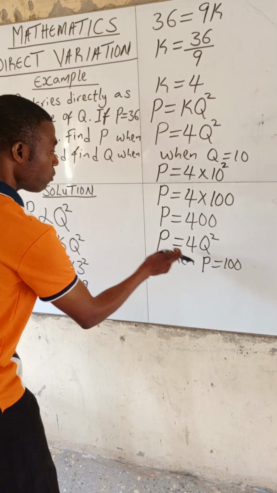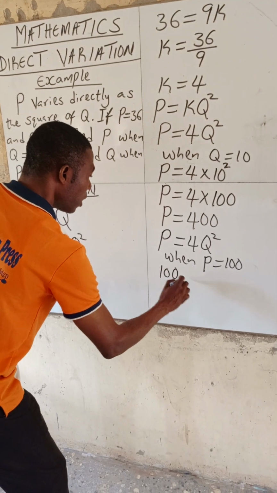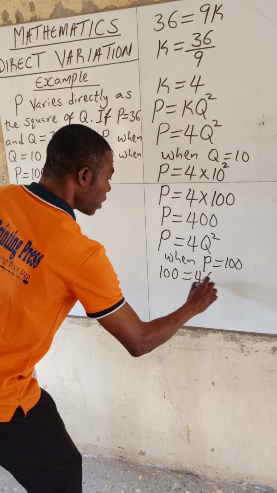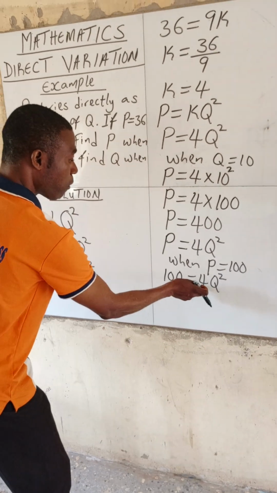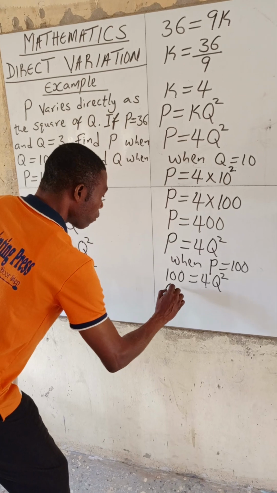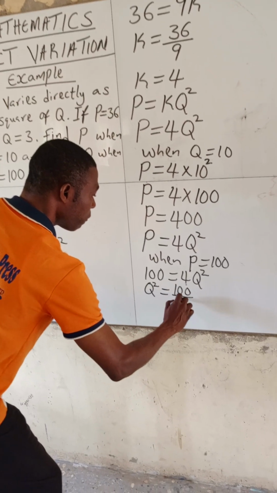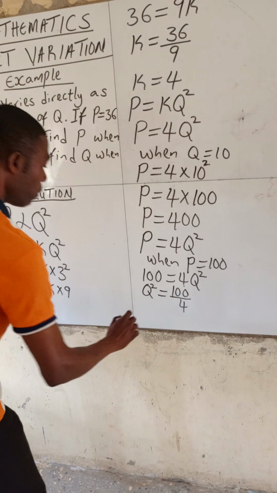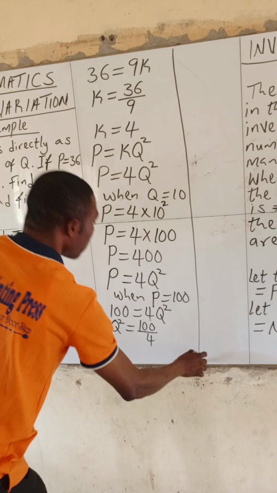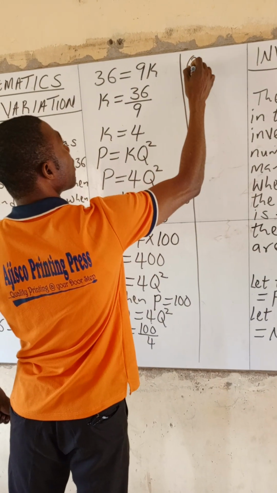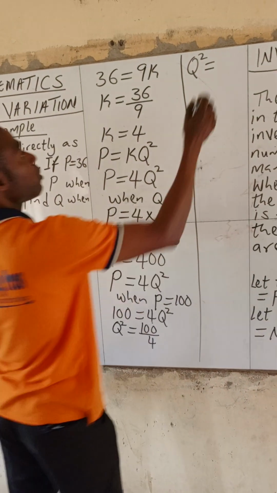we substitute 100 for P. We have 100 equals 4Q squared. So we divide both sides by 4. So we now have Q squared equals 100 divided by 4, which gives us 25.